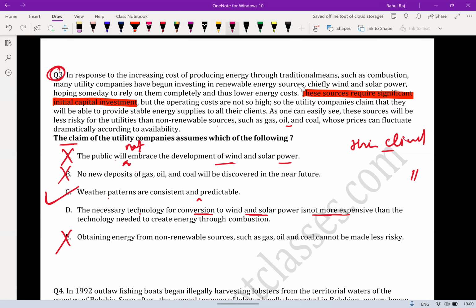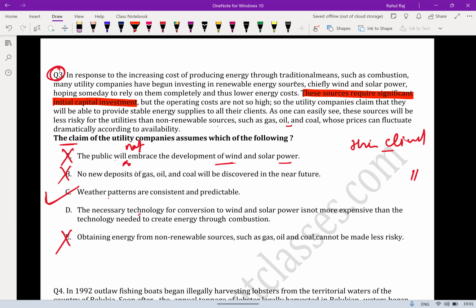Operating cost is not high, but operation comes into the picture only when you have already invested in this. So what is this option trying to say? The necessary technology for conversion to wind and solar power is not more expensive. This is straight away trying to challenge my fact that this requires initial capital investment. But imagine this is something that then comes to your head. It didn't come to your head that it is trying to challenge the fact.